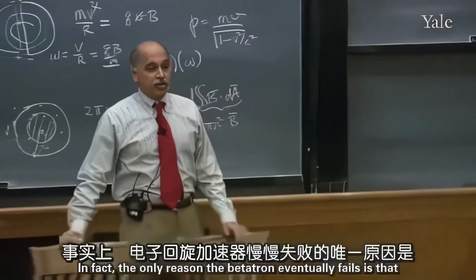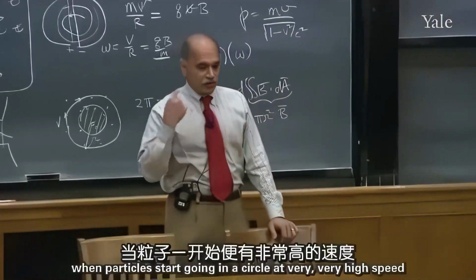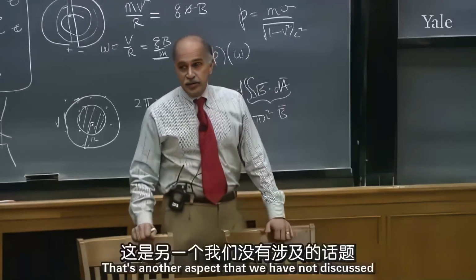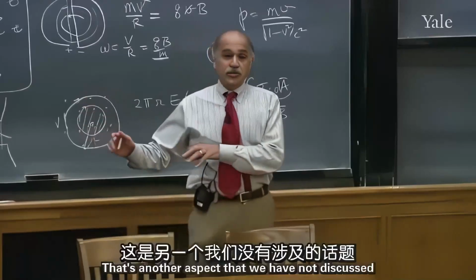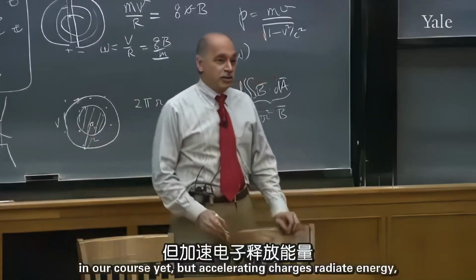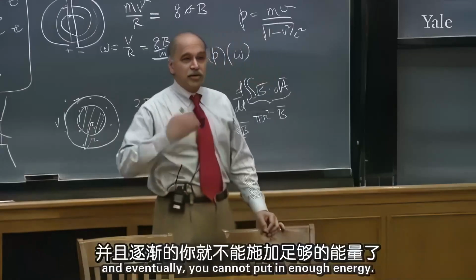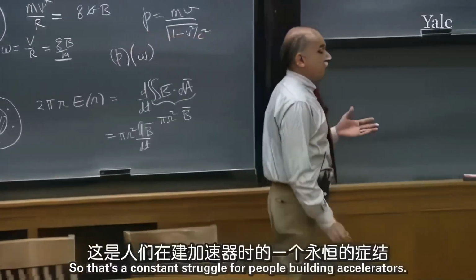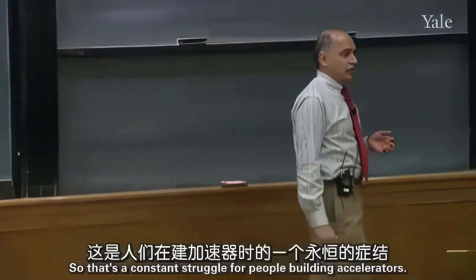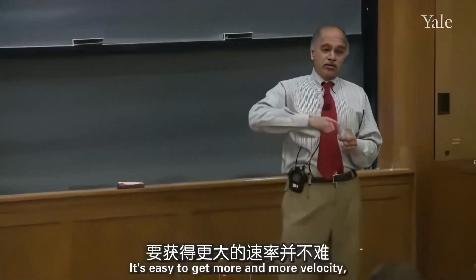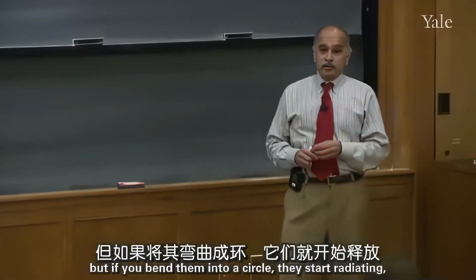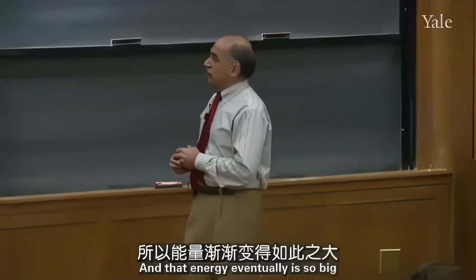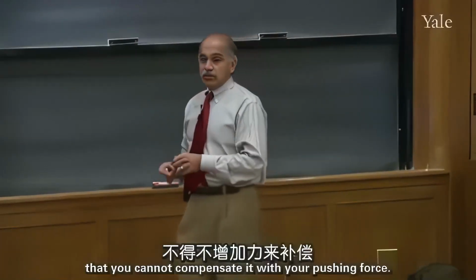In fact, the only reason the betatron eventually fails is that when particles start going in a circle at very, very high speed and they are charged, they start radiating energy. That's another aspect we have not discussed in our course yet, but accelerating charges radiate energy, and eventually you cannot put in enough energy. It radiates more than you can give it. So then you need other things called synchrotrons. So that's a constant struggle, people building accelerators. It's easy to get them more and more velocity, but if you bend them into a circle, they start radiating, emit gamma rays, emit light. And that energy eventually is so big that you cannot compensate it with your pushing force.